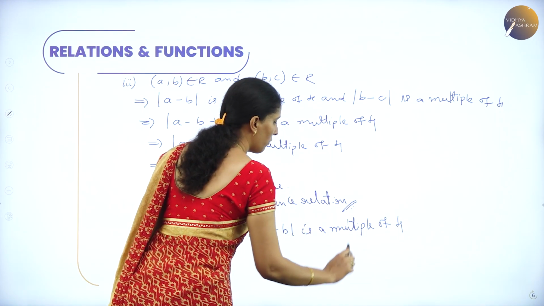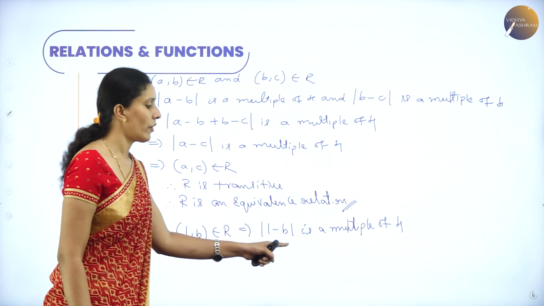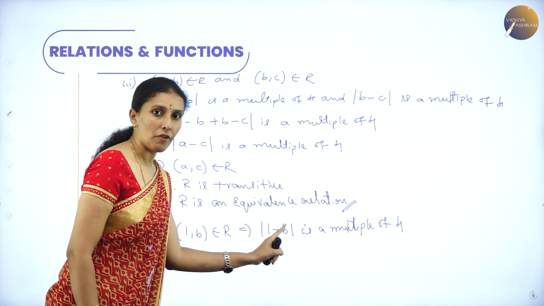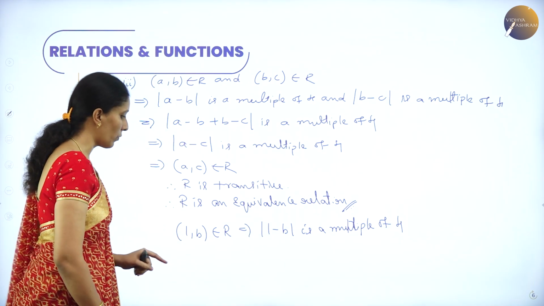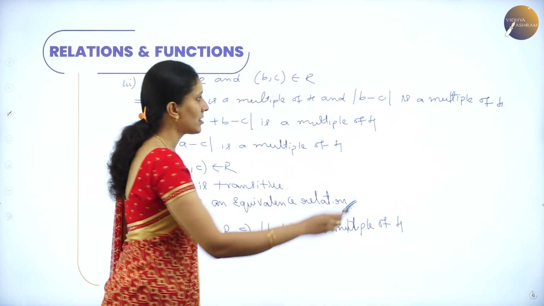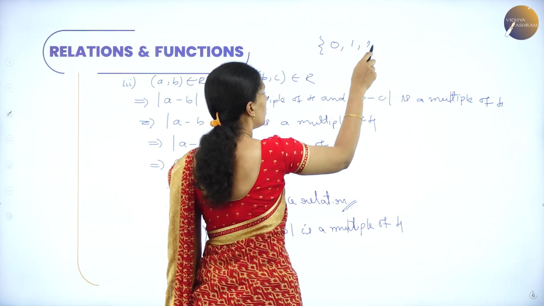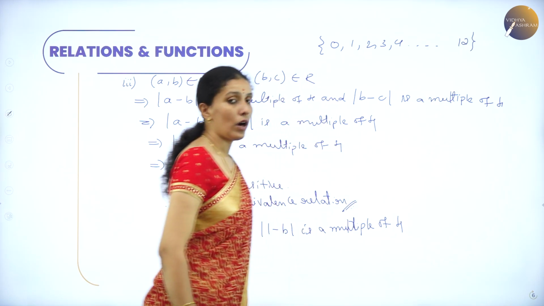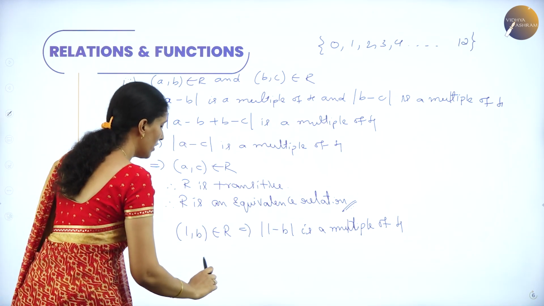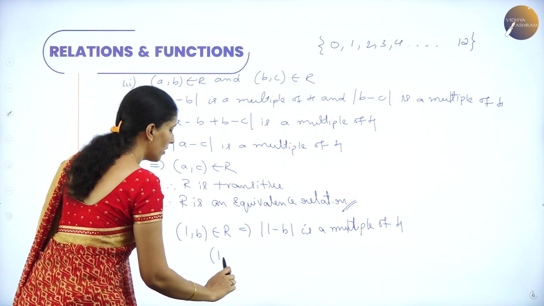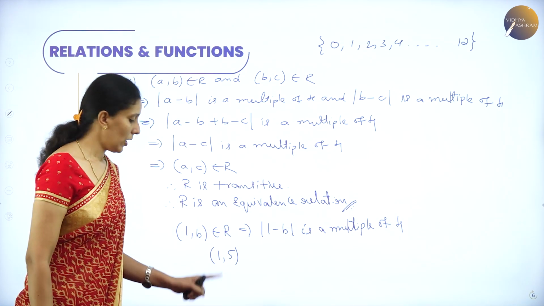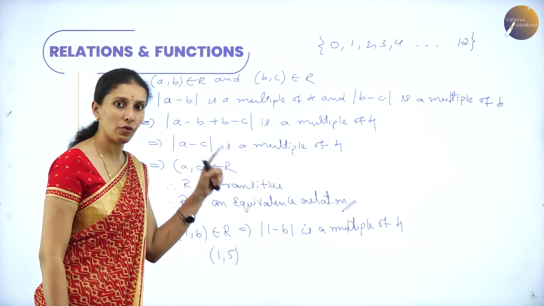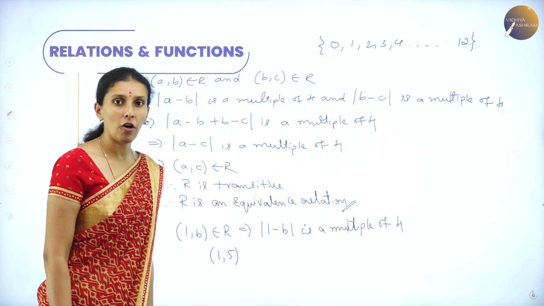It's a multiple of 4. We have to show that modulus of 1 minus B is a multiple of 4. Then what are the elements I can take in the form of 1 minus B along with 1? So we have the elements 0, 1, 2, 3, 4 until 12. What are the elements I can pair with 1? So I can pair 1, 5, because 1 minus 5 is minus 4, modulus of minus 4 is 4, so 4 is a multiple of 4.